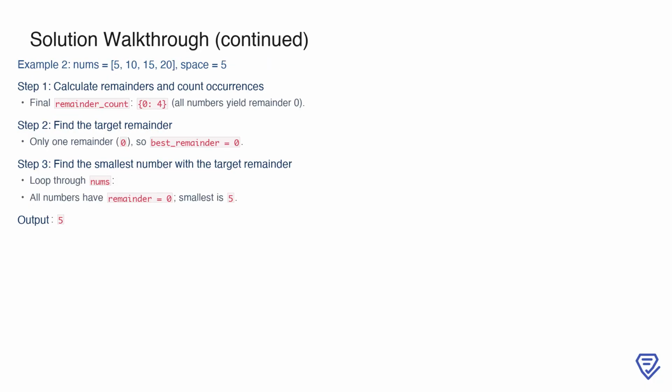In a second example, we use nums as 5, 10, 15, 20, and space as 5. The first step is to calculate remainders and count their occurrences. Here, dividing each number by 5 yields a remainder of 0 for all, so the final remainder_count is 0, 4. Since there is only one unique remainder, the target remainder is immediately determined as 0. Next, we find the smallest number with this remainder. Looping through the numbers, all of them have a remainder of 0, and the smallest is clearly 5. Thus, the output for this case is 5.